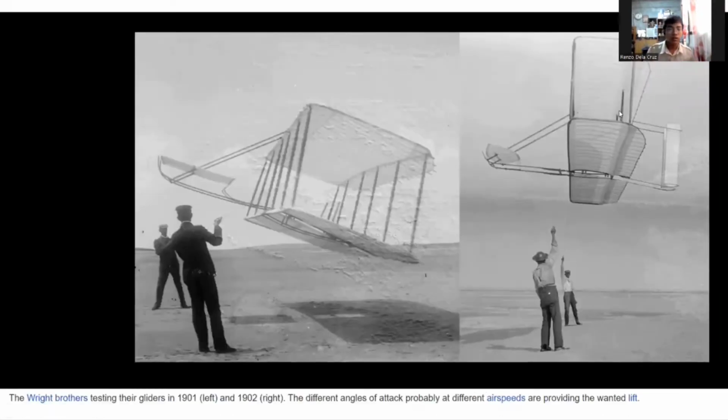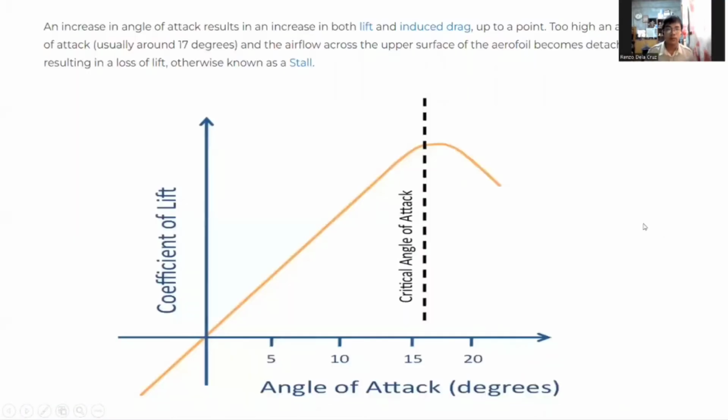So here's an illustration of the Wright brothers in 1901 and 1902. The different angles of attack, probably at different airspeeds, provided the wanted lift. An increase in angle of attack results in an increase in both lift and induced drag, up to a point too high, usually around 17 degrees, where the airflow across the upper surface of the airfoil becomes detached, resulting in a loss of lift, otherwise known as a stall.